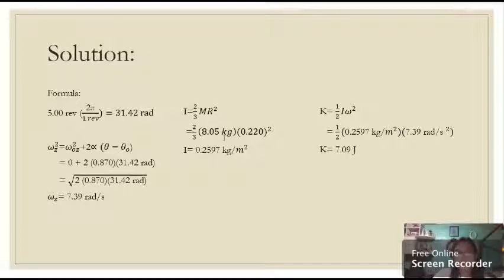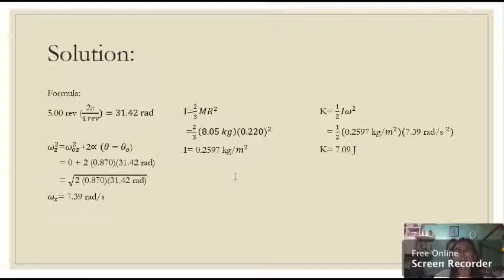And then the next one, we need to compute for the moment of inertia of the hollow spherical shell. We have a value of the mass, which is 8.05 kg, and the radius, which is 0.220. So we got the value of I, which is 0.2597 kg per meter squared.